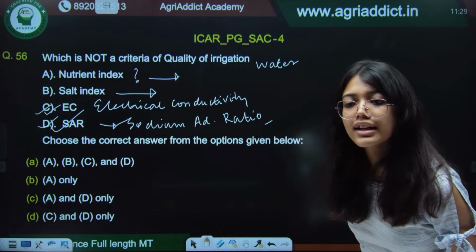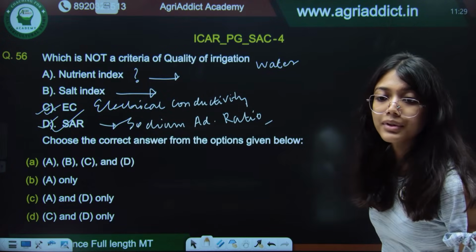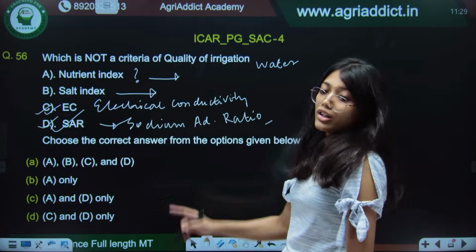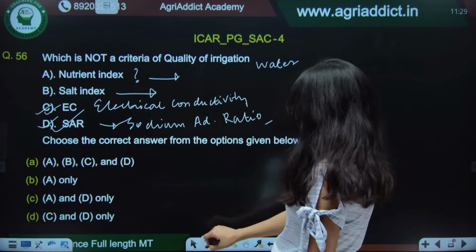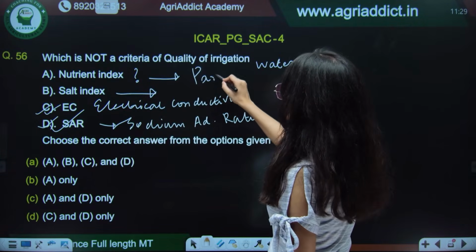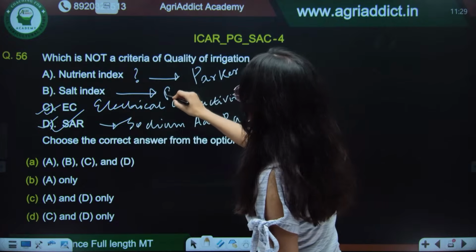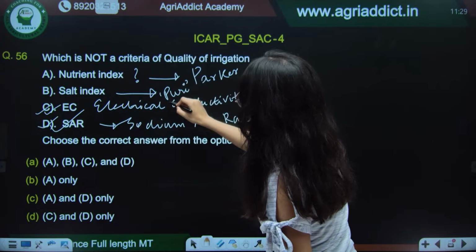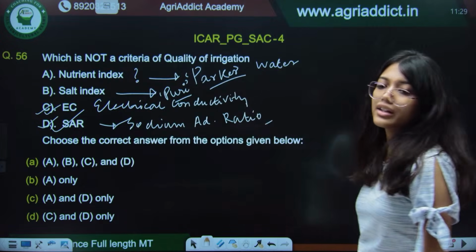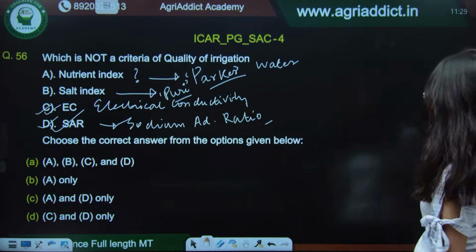Okay, somebody is saying D, somebody is saying B. So who gave the nutrient index? The nutrient index was given by Parker, and the salt index was given by Puri. Okay, Parker and Puri. So let's see what is the correct answer.